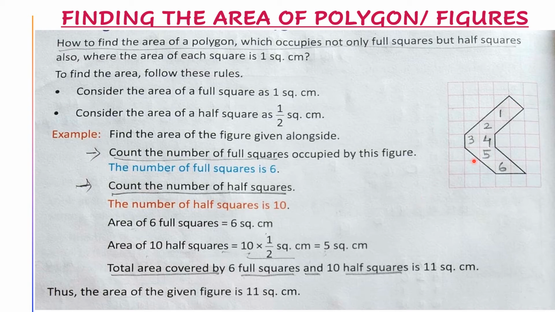Now find the total area covered by full squares and half squares of this figure. The total area covered by 6 full squares and 10 half squares is 6 square cm plus 5 square cm, equal to 11 square cm. Hence the area of this figure is 11 square cm.